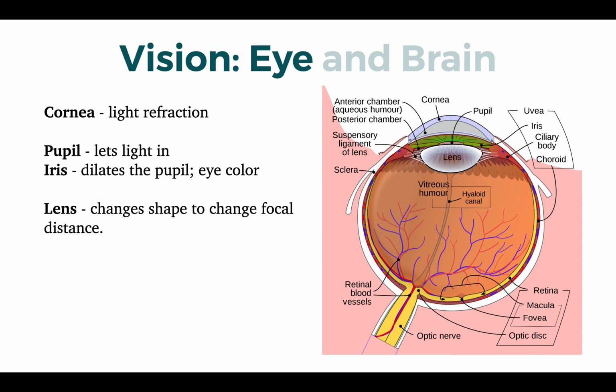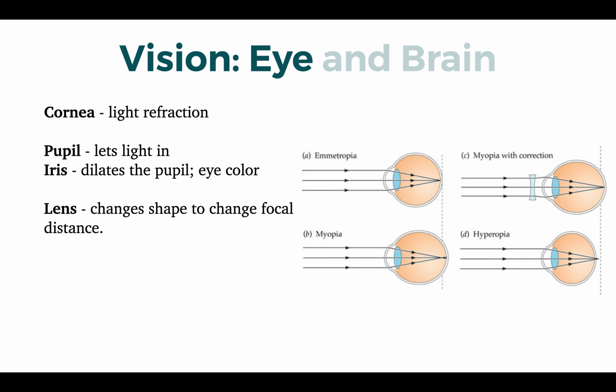So let's look at what I'm talking about here. When we have what we call emmetropia, that's normal. This is normal vision. So we have light coming in, it hits the lens, it's refracted nicely and hits the retina right where it's supposed to hit the retina. Everything comes together right on the retina.